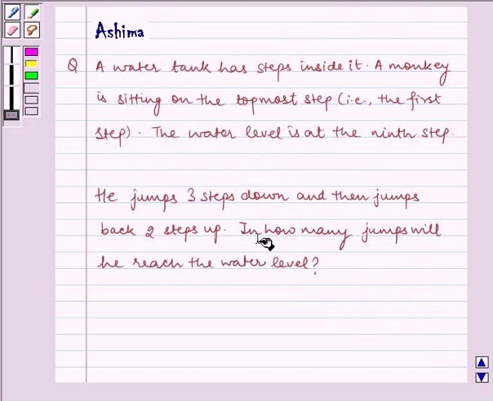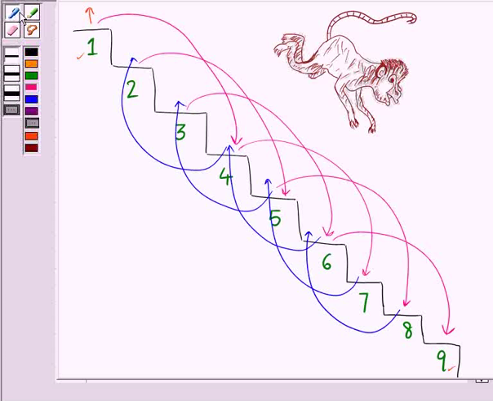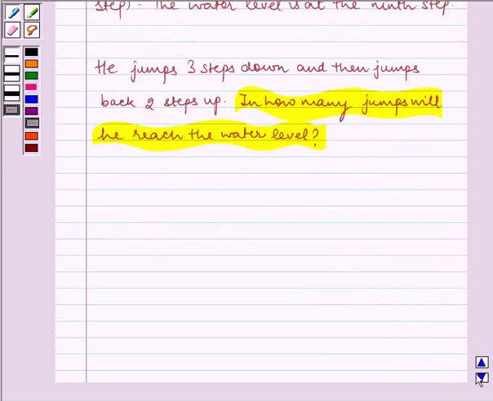And we have to find in how many jumps will he reach the water level, and our water level is at the ninth step. So now counting the number of jumps, we see that 1, 2, 3, 4, 5, 6, 7, 8, 9, 10, 11. Therefore, required number of jumps are 11 jumps. So, let us write the answer. Required number of jumps is equal to 11 jumps.